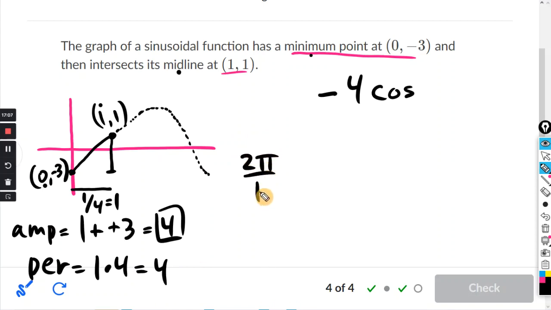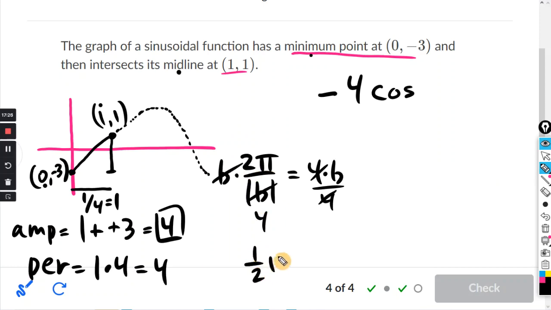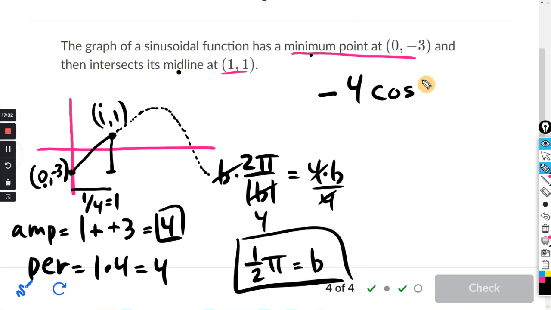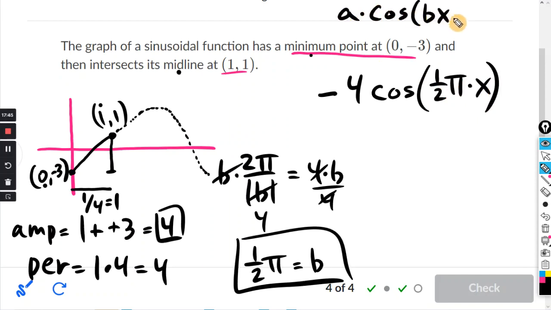All right, the formula for the period is 2 pi over the absolute value of b. That's going to equal 4. All right, times b on both sides. Cancels here. Divided by 4 on both sides. Cancels there. 2 over 4 is 1/2 times pi. So 1/2 pi is your value for b. All right, so that's going to be 1/2 pi times x. Don't forget the x, please. All right, remember we're using A times cosine of bx plus c.